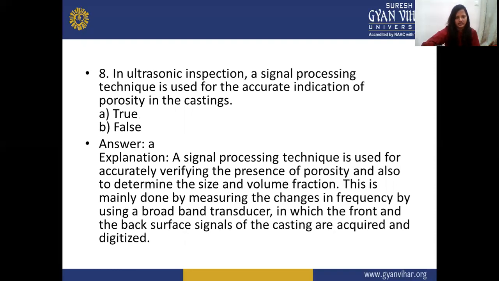In ultrasonic inspection, a signal processing technique is used for accurate indication of the porosity of the casting. True or false? The answer is yes. A signal processing technique is used for accurately verifying the presence of porosity and also to determine the size and volume fraction. This is mainly done by measuring the changes in frequency using a broadband transducer, in which the front and back surface signals of the casting are required and digitized.